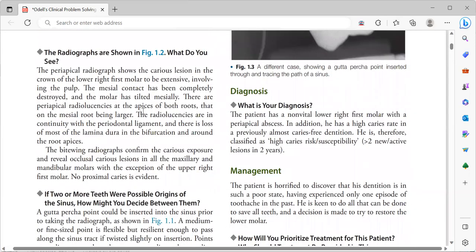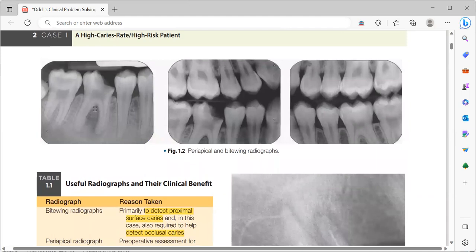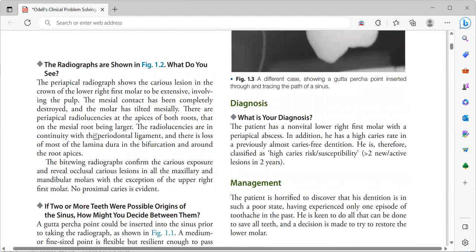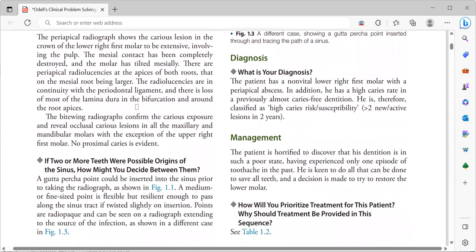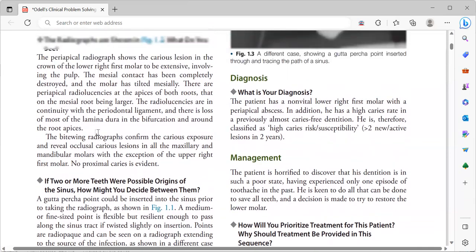There are periapical radiolucencies at the apices of both roots, that on the mesial being larger. So there are radiolucencies. We can appreciate this black area here. The radiolucencies are in continuity with the periodontal ligament, and there is a loss of lamina dura in the bifurcation and around the root apices. The bite-wing radiographs confirm the carious exposure and reveal occlusal carious lesions in all the maxillary and mandibular molars, with the exception of the upper right first molar.